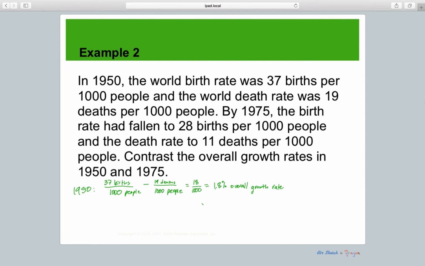All right, and let's contrast that to 1975. The birth rate had fallen to 28 births per 1,000 people. The death rate had also declined to 11 deaths per 1,000 people. Which is going to give us 17 out of 1,000, or 1.7% overall growth rate. So even though births had declined, deaths had also declined, so it didn't change the overall growth rate by much.